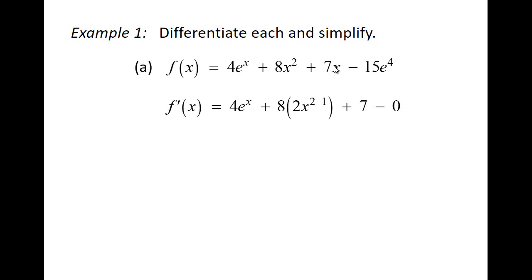And the derivative of 7x would be 7. So the derivatives of these two terms are found by using the power rule. And negative 15 e to the power 4, well, e is a constant, so it's a fixed real number, so this entire quantity is a fixed constant, so the derivative of that is 0. So simplifying, we see that the derivative is 4 e to the x plus 16x plus 7.